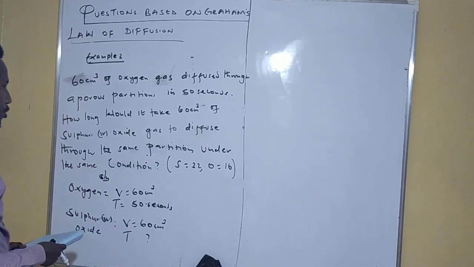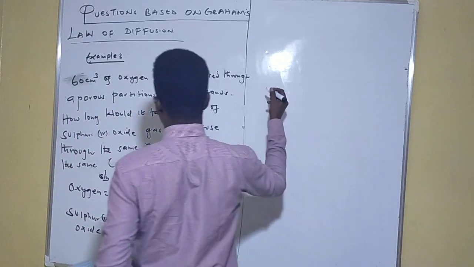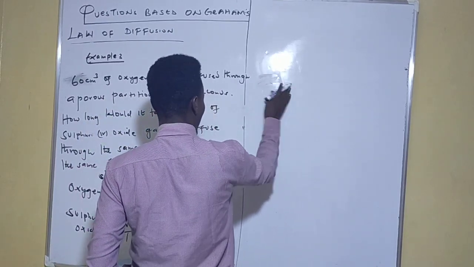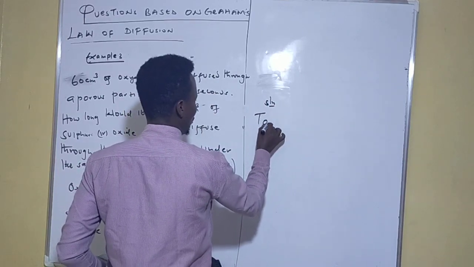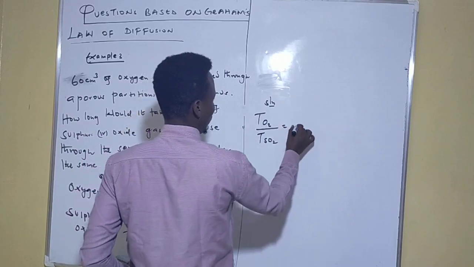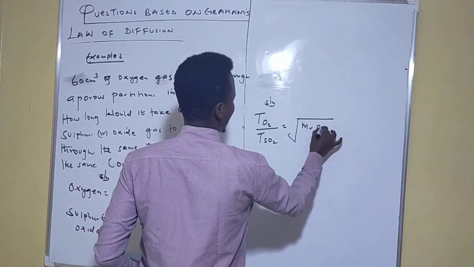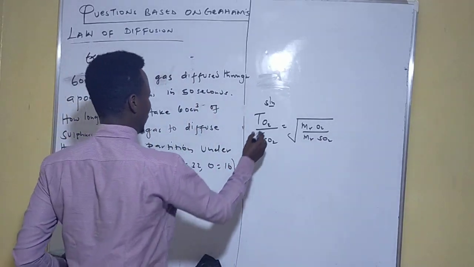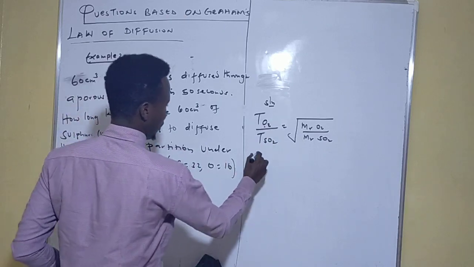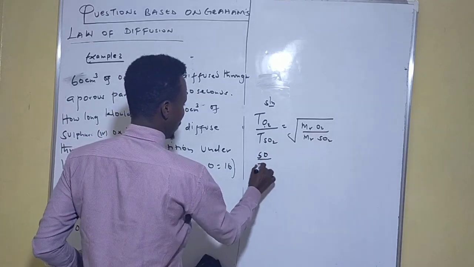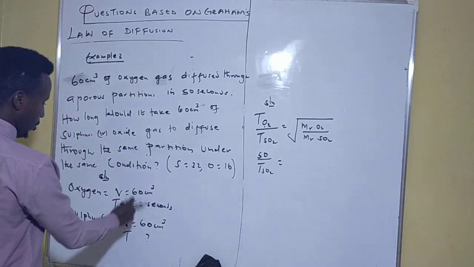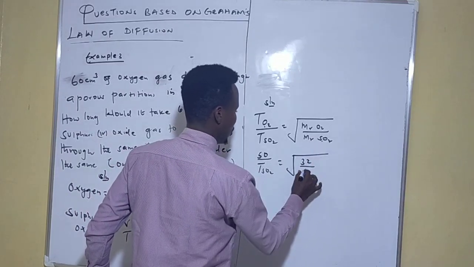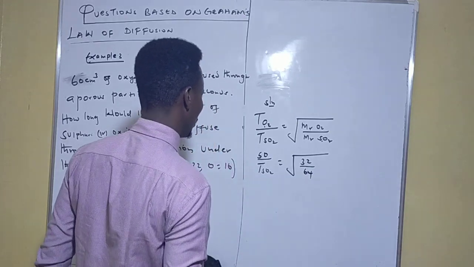We will solve like the previous one, of course. Time taken by oxygen gas divided by time taken by sulfur dioxide gas is equal to the root of Mr of oxygen gas divided by Mr of sulfur dioxide gas. Time taken here is 50, so 50 all over T SO2 is equal to the root of oxygen gas, which is 32, divided by 64. Since the volumes are equal, you can ignore them. Please make sure you understand this.